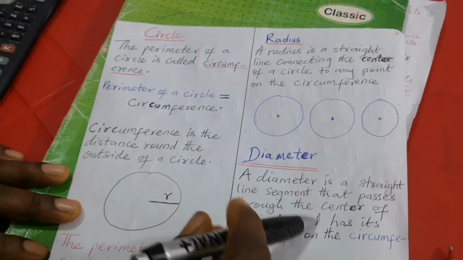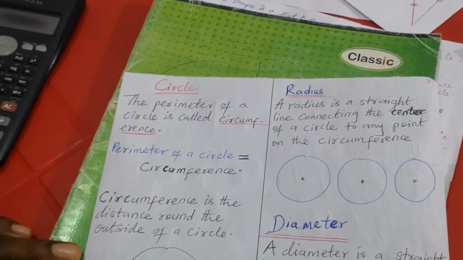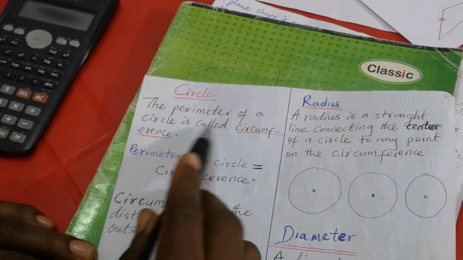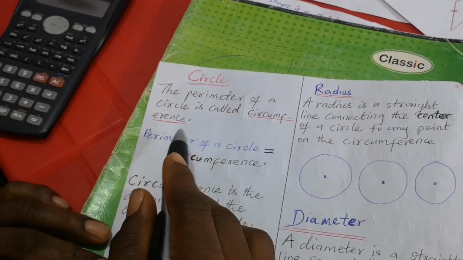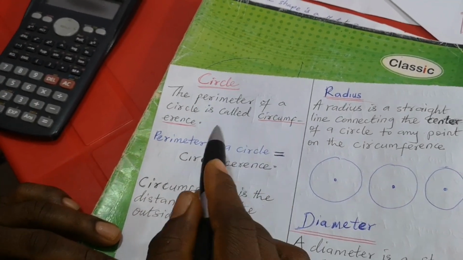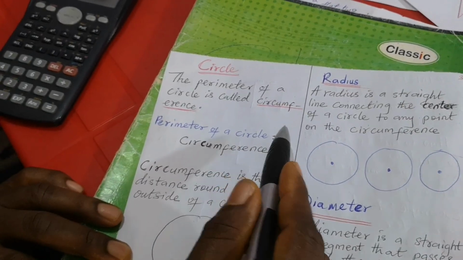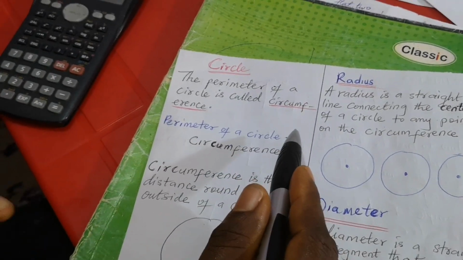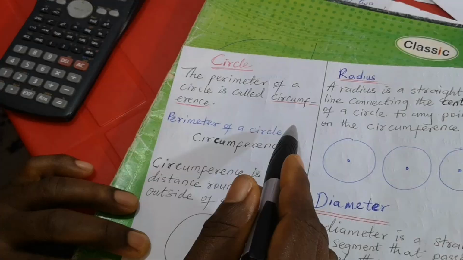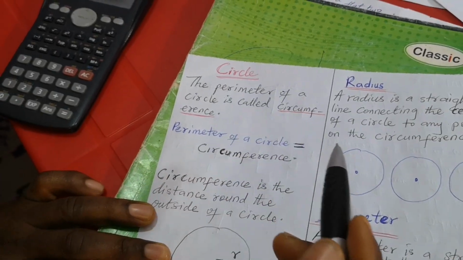Let's look at how to calculate the perimeter of a circle. The perimeter of a circle is called circumference. So anytime you hear "calculate the circumference of a circle," it means calculate the perimeter of the circle.